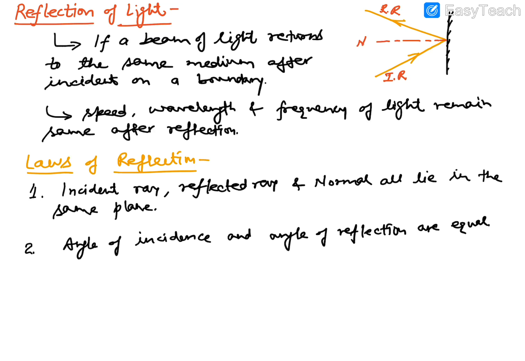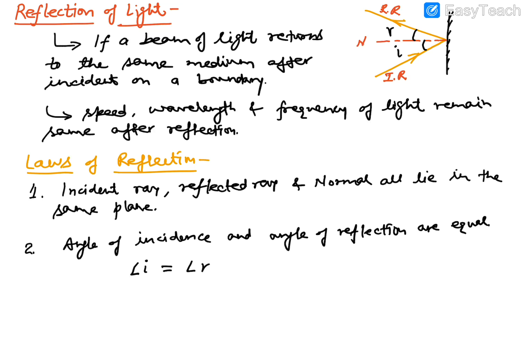So how do we measure the angle of incidence? The angle of incidence is measured between the normal and the incident ray. This angle is called the angle of incidence, and this angle, from the normal to the reflected ray, is called the angle of reflection. So we can write: angle of incidence i is equal to angle of reflection r.